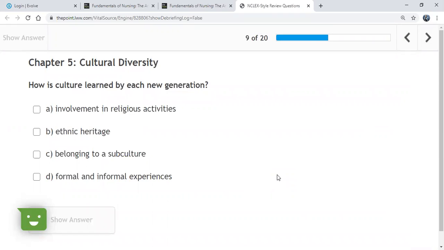How is culture learned by each new generation? D. I'm thinking D too. I feel like D is more encompassing than B is. I do believe that B plays a part of it, but I don't believe that B plays the only part of it.